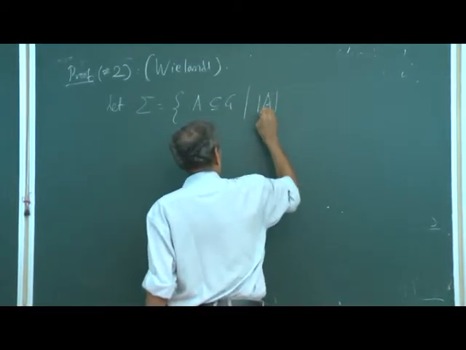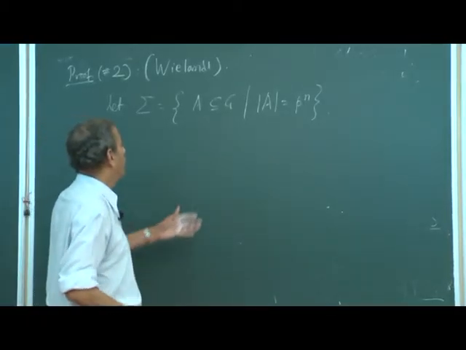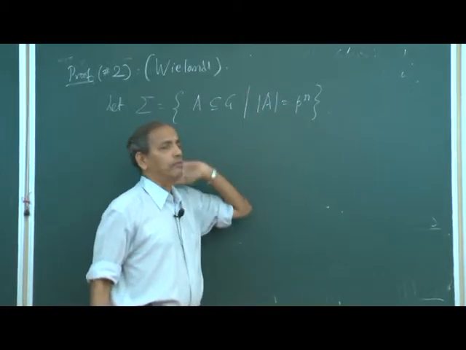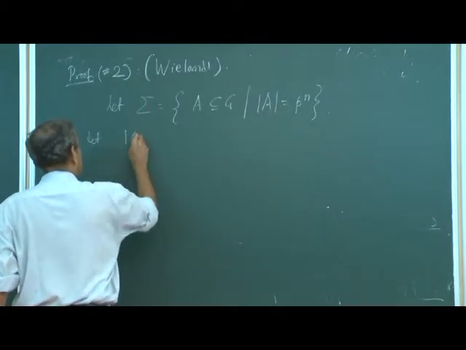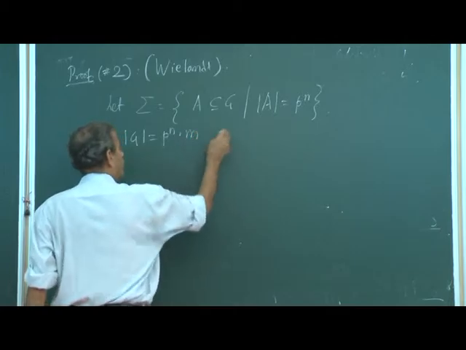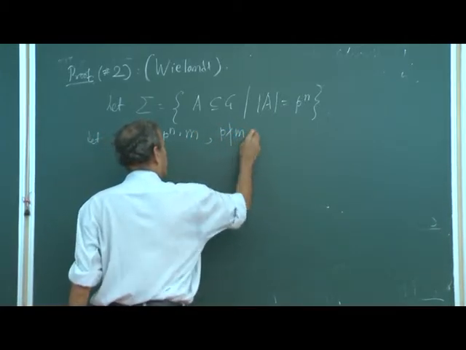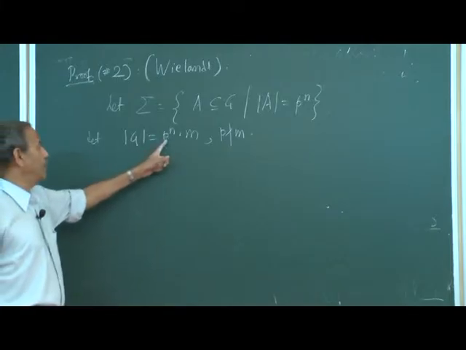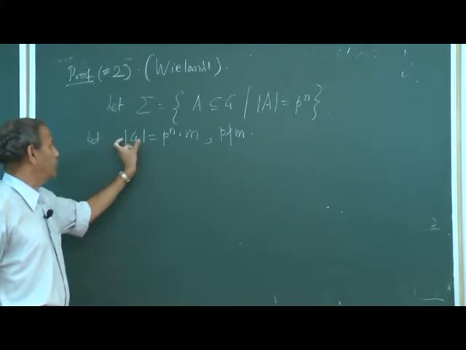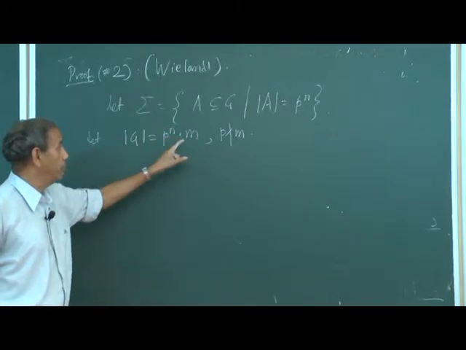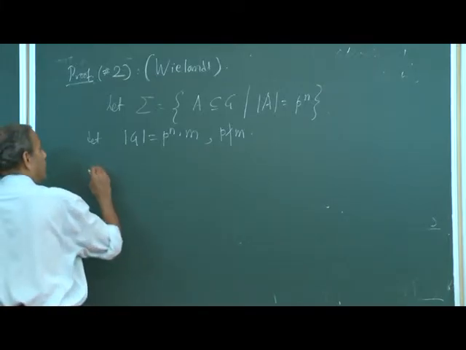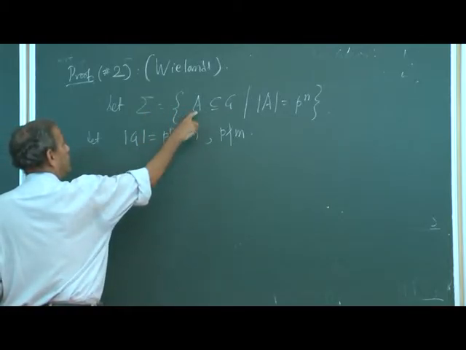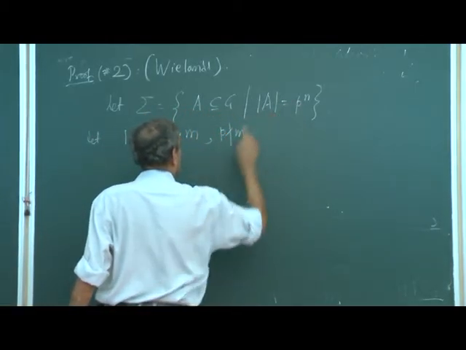Let sigma, again I am going to define a set sigma. Sigma is the set of subsets A of G, with mod A equal to P raised to n. So, I collect all the subsets of G containing P raised to n elements. Let mod G equal P raised to n into M, where P does not divide M, because P raised to n is the largest power of P dividing mod G. So, mod G can be written as P raised to n into some integer which is not divisible by P.